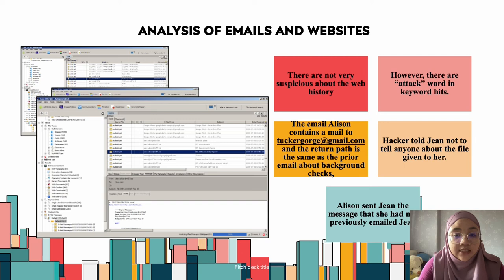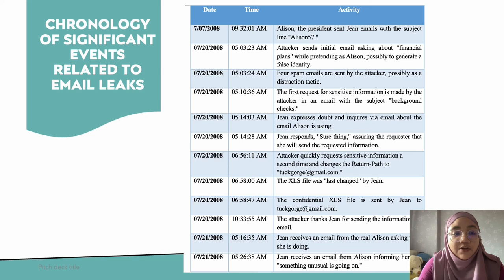And then this is a chronology of significant events related to the email leaks. First, Edison, who is the president, sent Jen an email with the subject line Edison 57. The hacker then sent the initial email asking about the financial plan. She pretended to be Alison, to generate a false identity. Next, the hacker sent a false spam email as a distraction tactic.